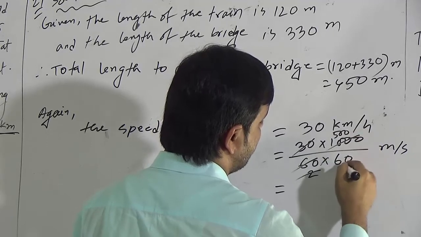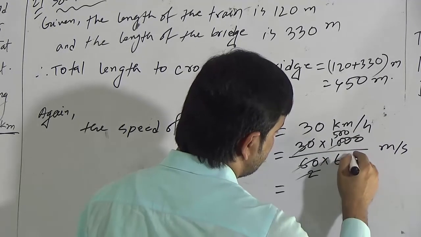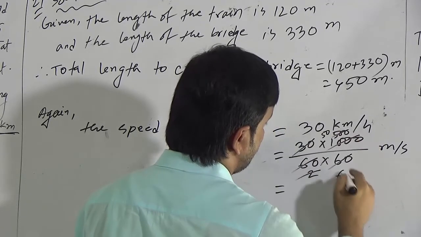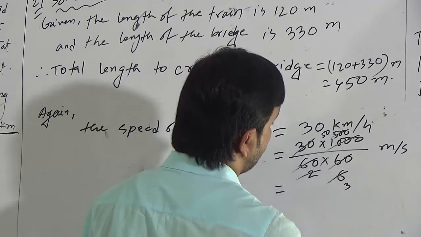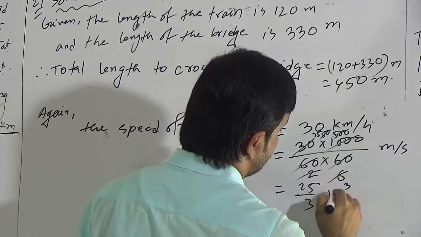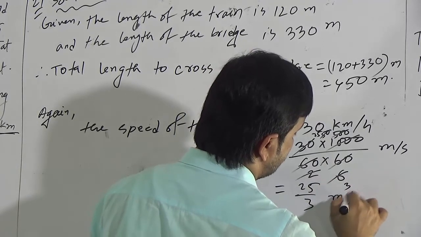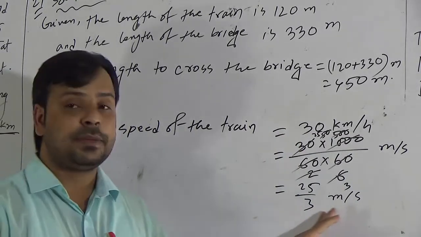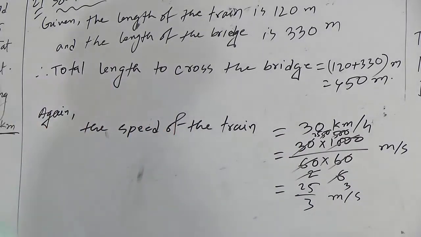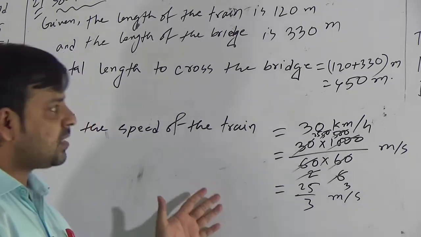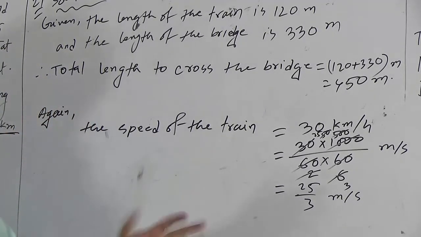Now if we divide this by 10, this will be 6, so we will get here 50. Now again by 2, this will be 3. So this will be 25. So 25 by 3 meter per second will be the speed of the train. So now we can determine easily, as the speed is given, how much time the train needs to cross the bridge.